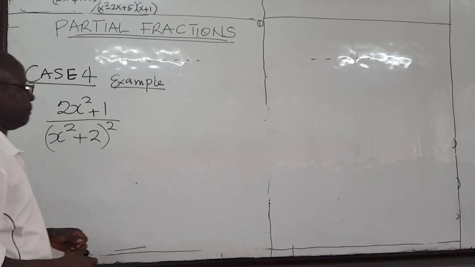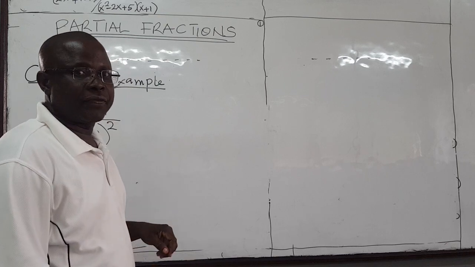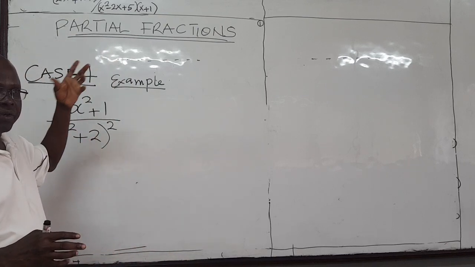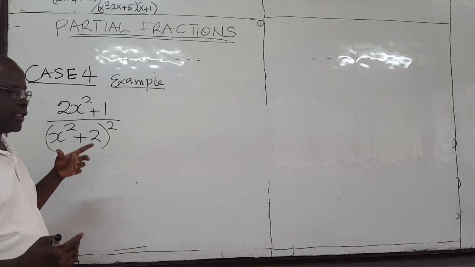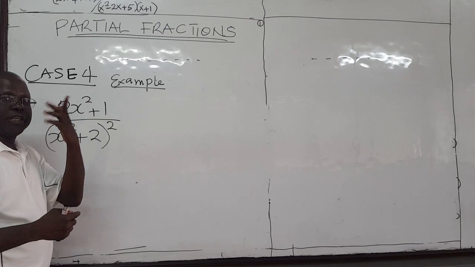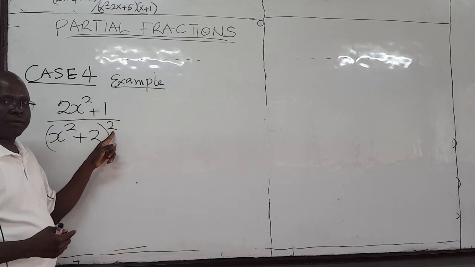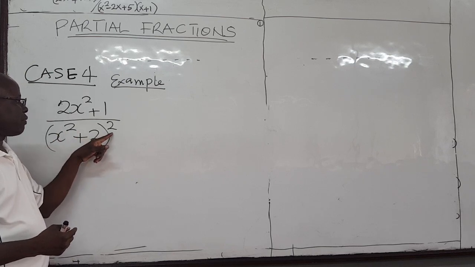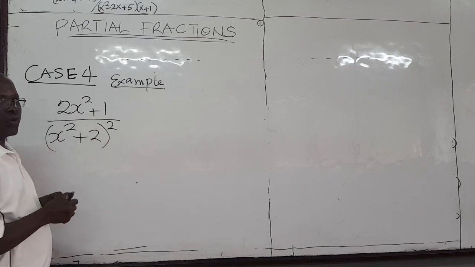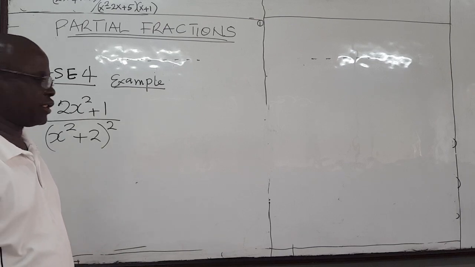Hello guys, let's finish off with one example from case 4. Case 4 is similar to the previous case where you have a quadratic denominator that is irreducible, but now it is repeated, raised to the power 2, it could be 3 or 4. So in that case, how do you decompose it into partial fractions?